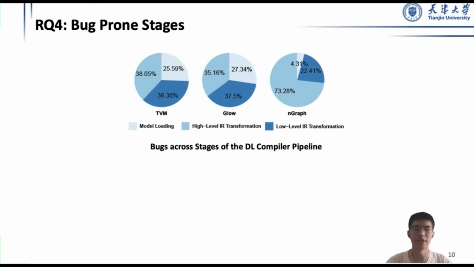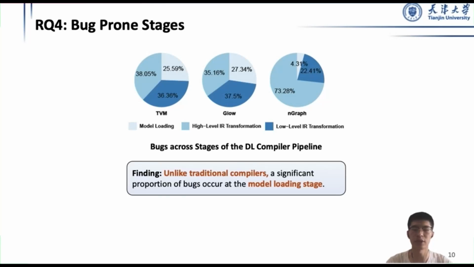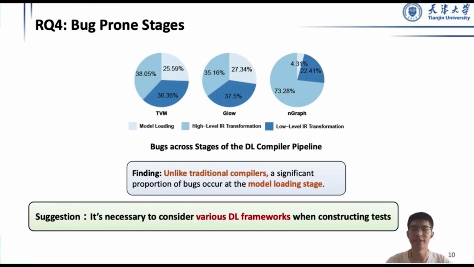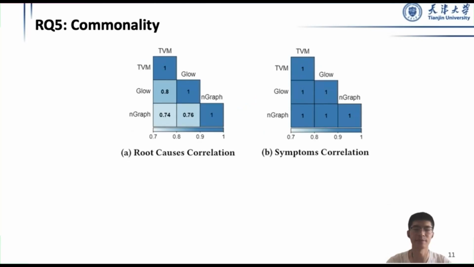This figure presents the bug distribution among the three DL compilation stages. Front-end bugs in traditional compilers are rare, but the number of DL compiler bugs in the model loading stage is not trivial due to the diverse input representations from various DL frameworks. It suggests that bugs in the model loading stage also deserve attention. Meanwhile, it's necessary to consider various DL frameworks when constructing tests.